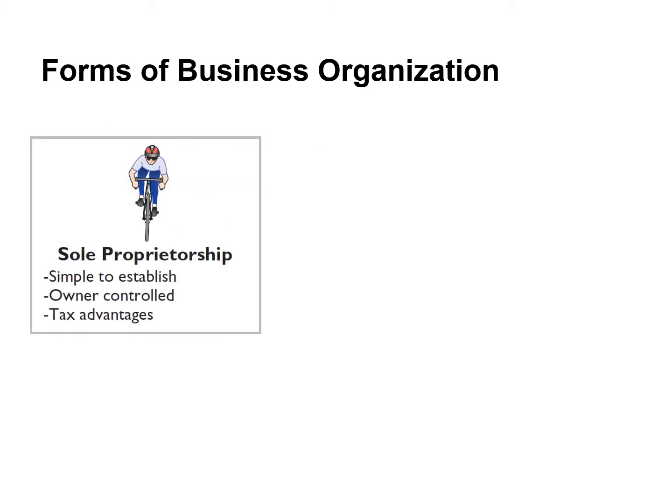A business owned by one person is a sole proprietorship. It is simple to set up and gives you control over the business. Examples of companies that would form a sole proprietorship are barbers, auto repair shops, farms, and a lot of your small retail stores.